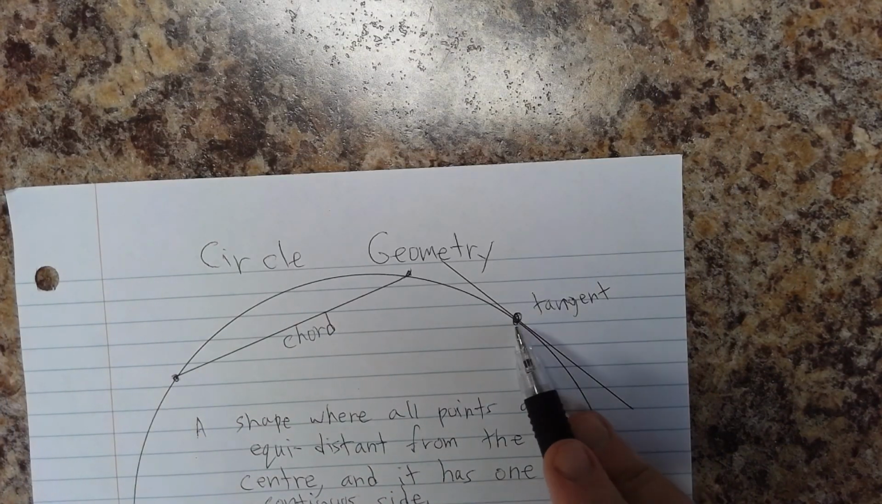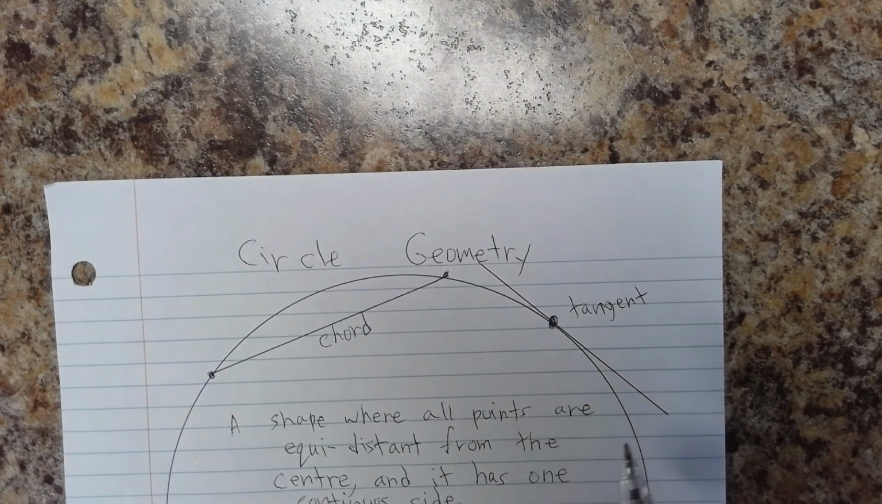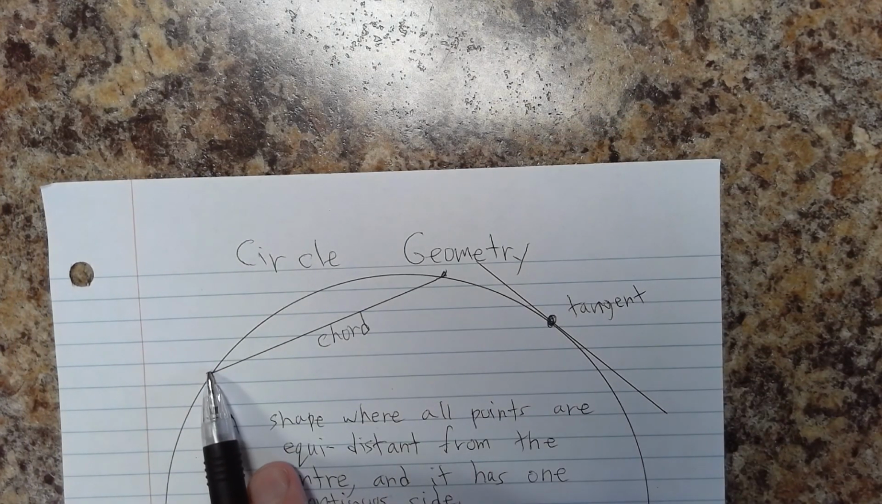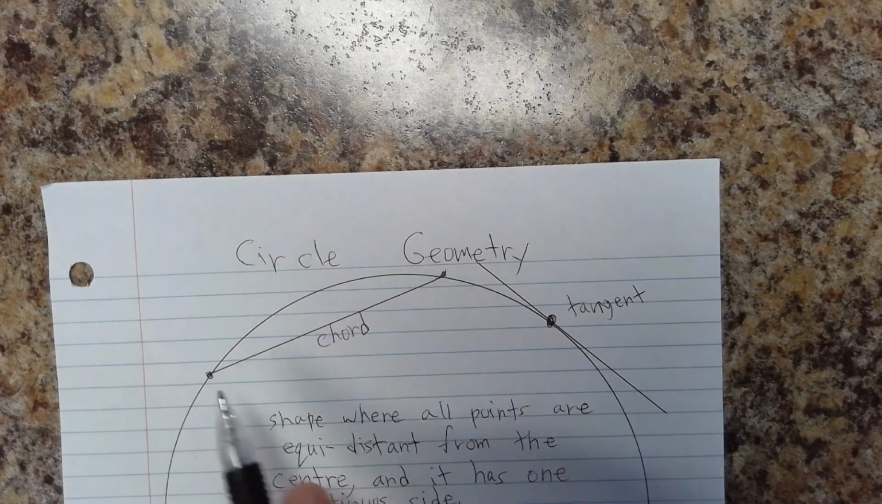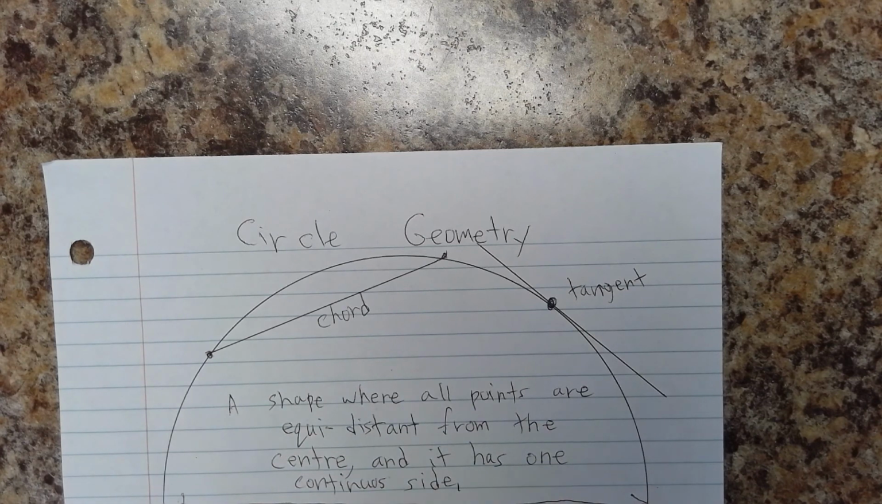A tangent is a point on the outside of a circle, and the line running through it is called a tangent. A chord is any line that connects two different parts of a circle on the inside, but it does not originate in the middle. Therefore, it is not a diameter or a radius.